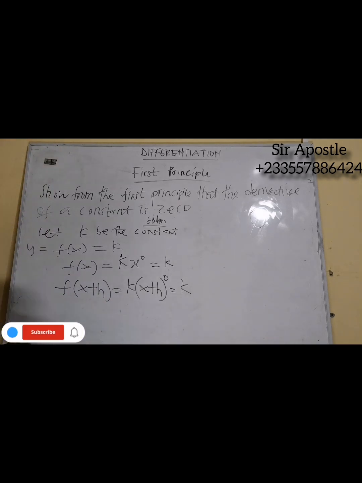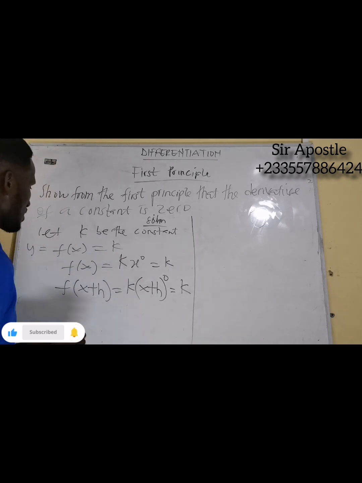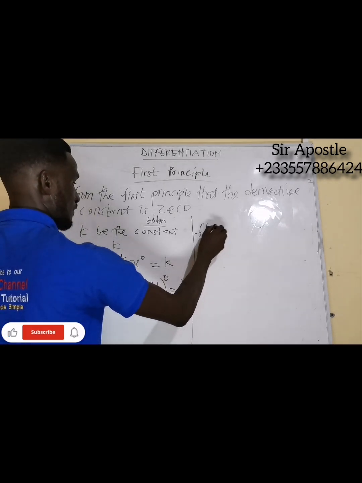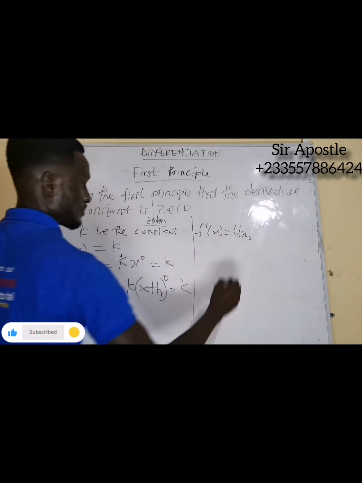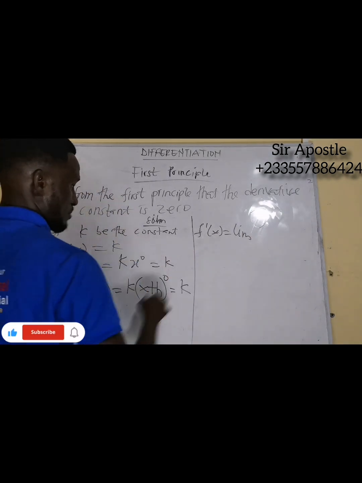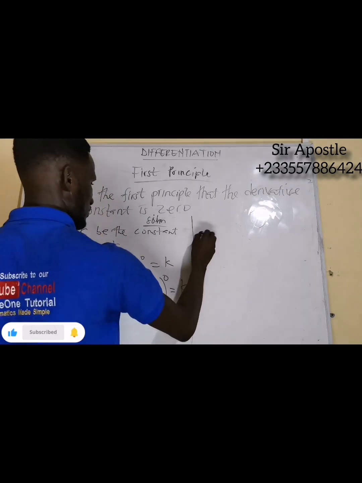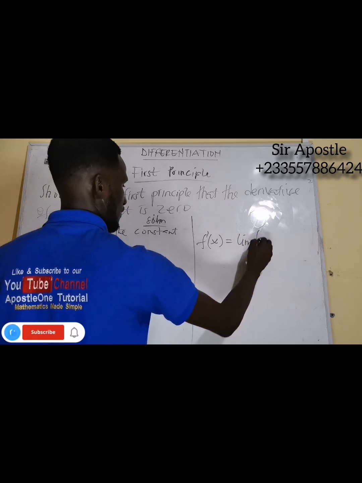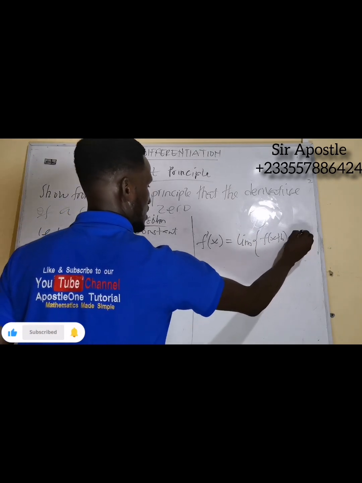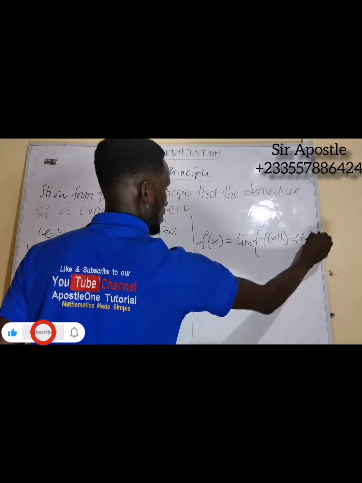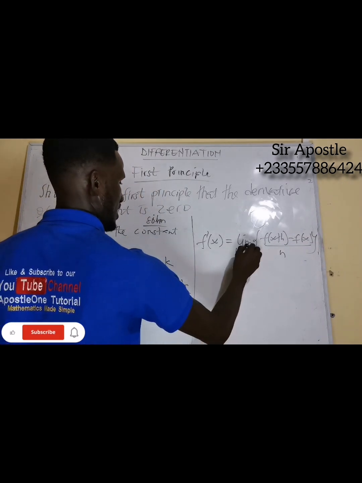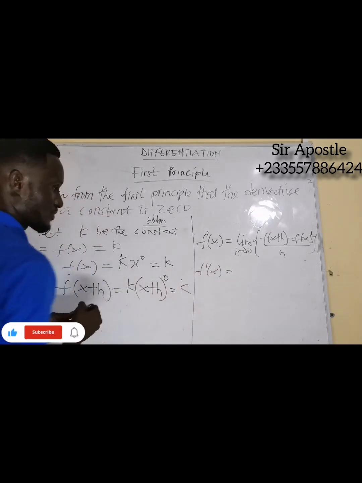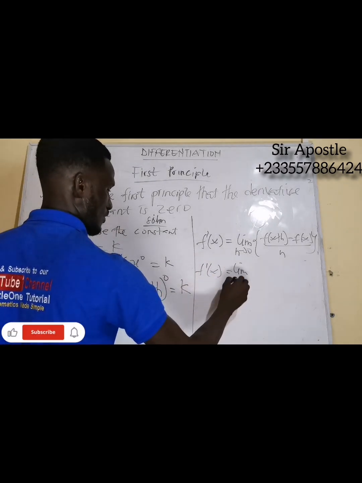Are you following? Now, from the first principle, f prime of x is equal to what? f prime of x is equal to the limit of f of x plus h minus f of x all over h, where h is approaching 0. Now we are still finding f prime of x. Now what is going to happen here? Limit of h approaching 0.